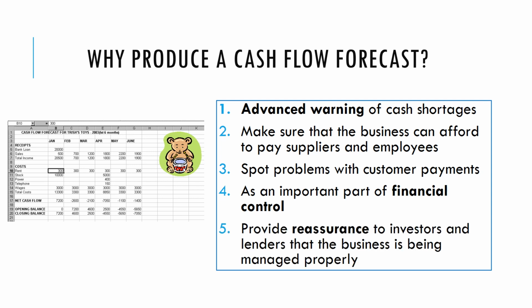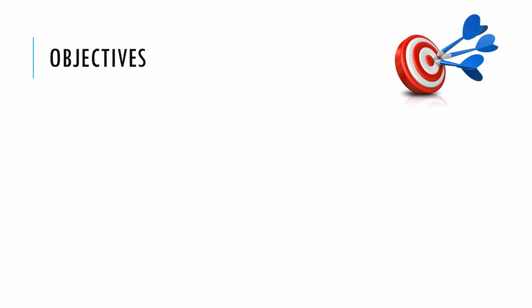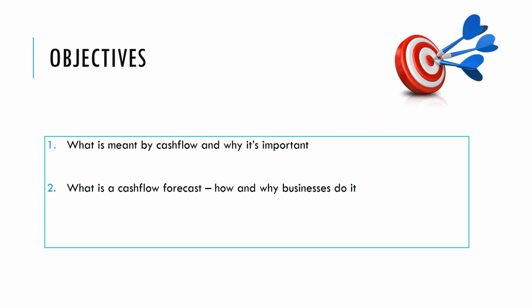And the last reason is it can provide reassurance to investors and lenders that the business is being properly managed. If you were going to lend to a business, you would want to see their cash flow forecast for a number of months into the future, just to make sure you could be confident that you're going to get your money back. Okay, so we've looked at the second one there. What is a cash flow forecast? How and why businesses do it?